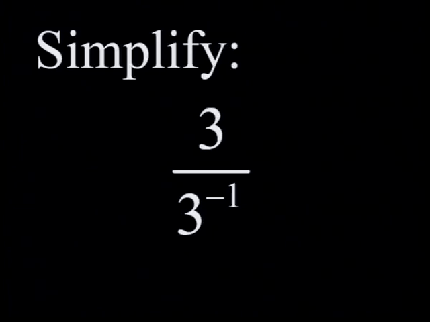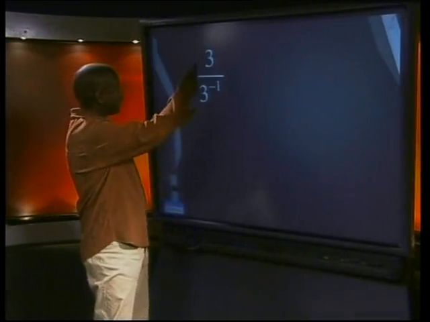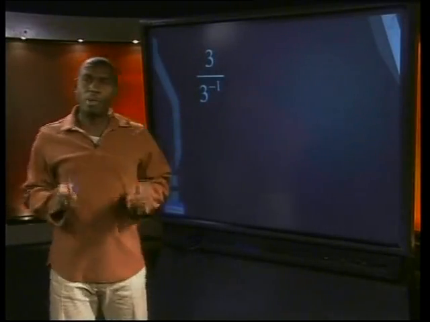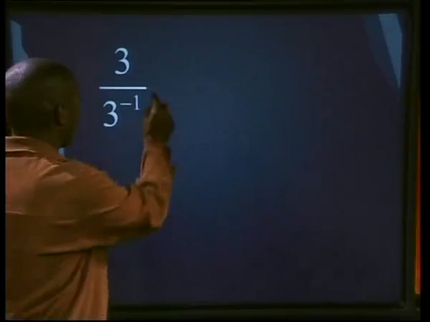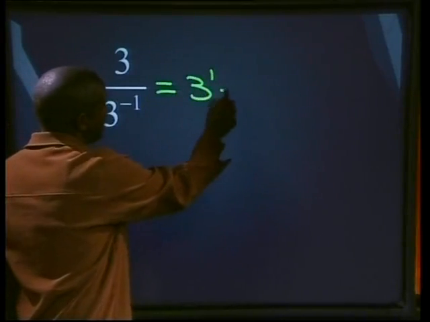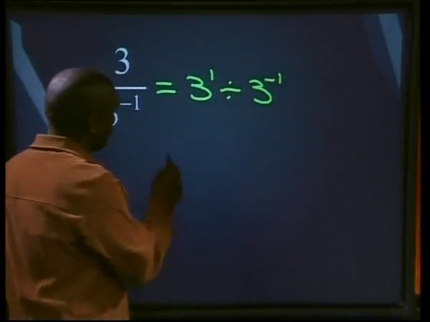How about this one? Simplify. 3 divided by 3 to the power minus 1. Do you have any idea what to do? Let us read it again. 3 divided by 3 to the power minus 1. How about writing it this way? 3 to the power 1 divided by 3 to the power minus 1.